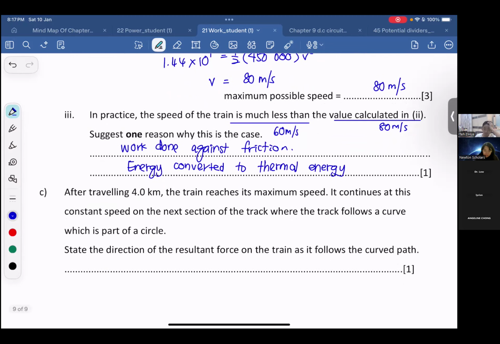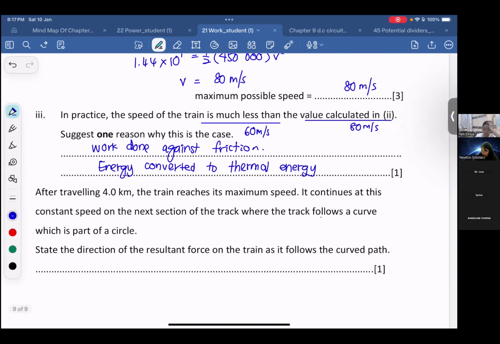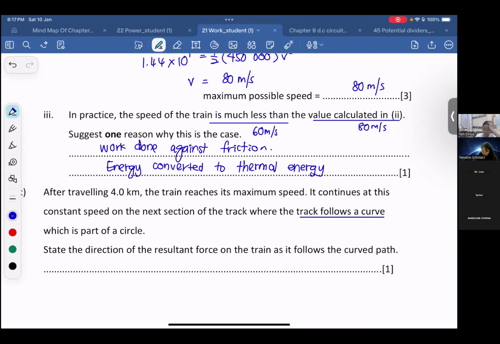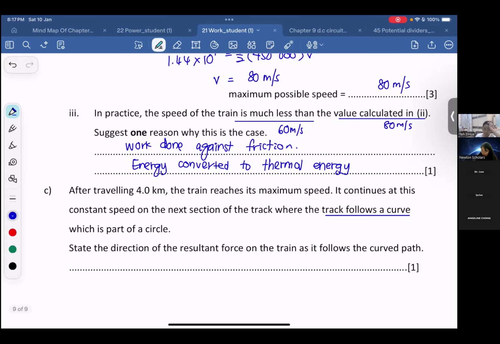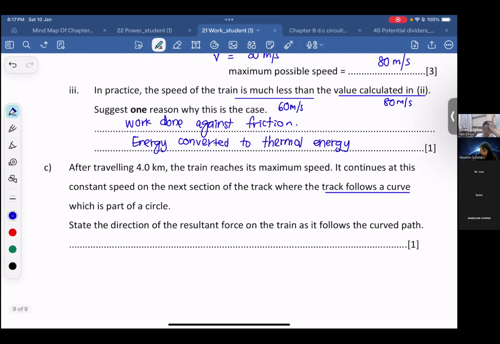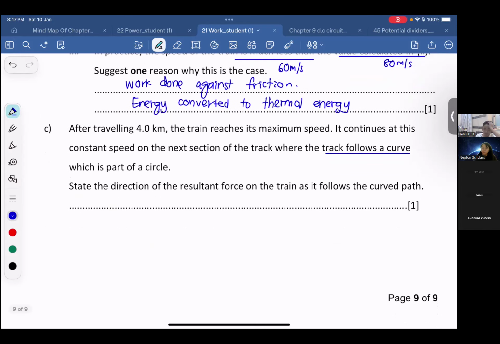Okay, here: after traveling 4.0 kilometer, the train reached its maximum speed. It continued at this constant speed on the next stretch of the track, where the track follows a curve. The track is curved, no longer a straight line, which is part of a circle. State the direction of the resultant force on the train as it follows the curved path. What do you think? Where is your resultant force, dear?